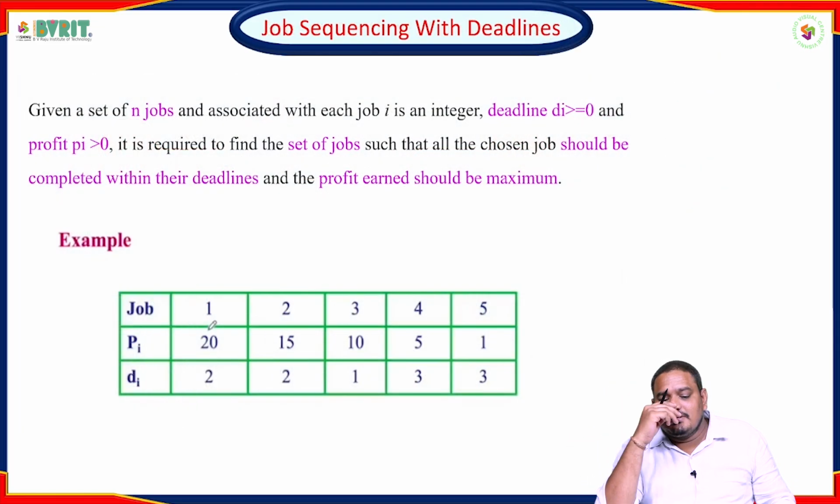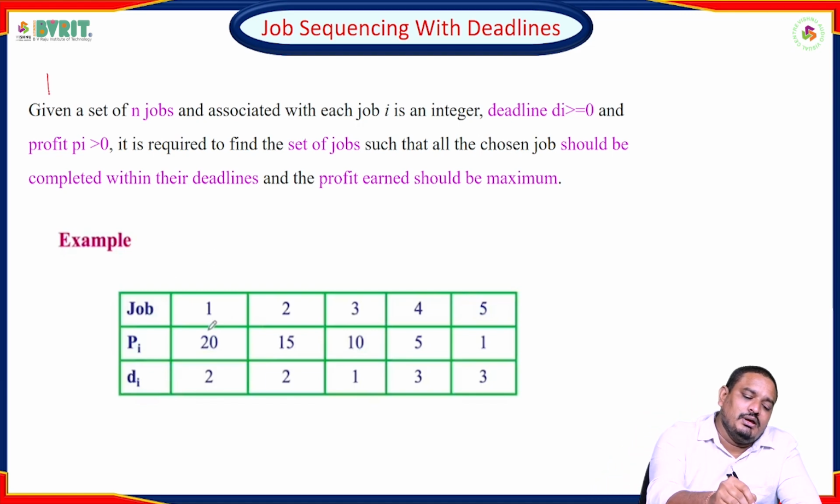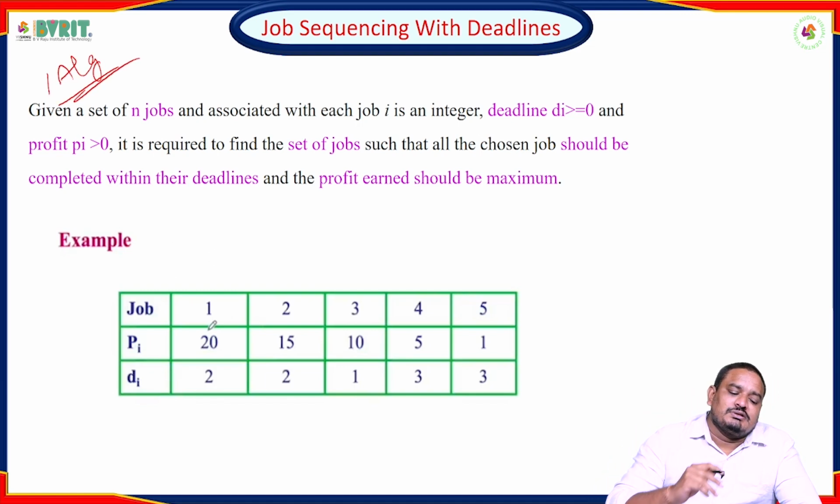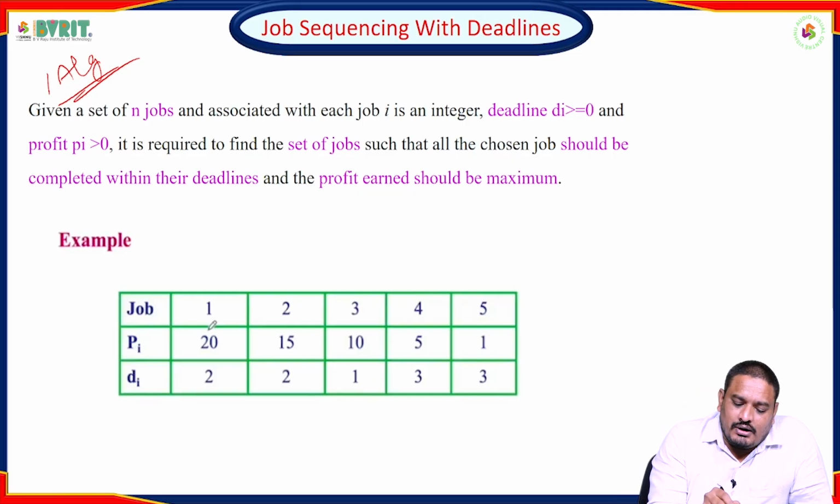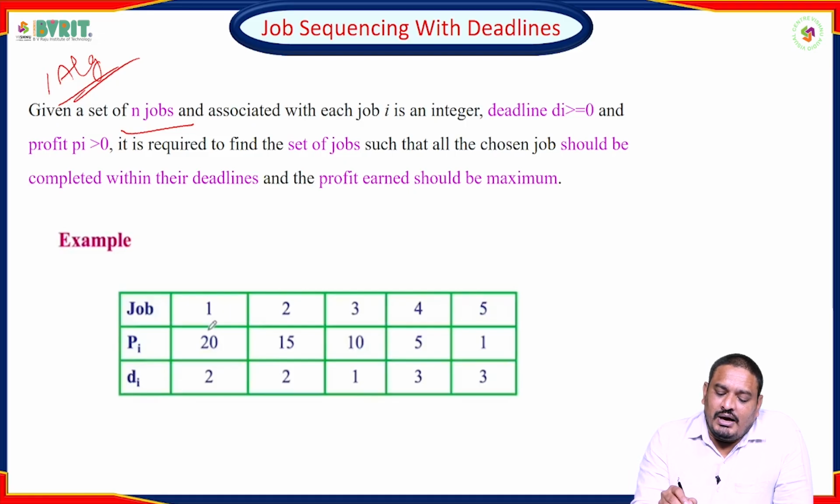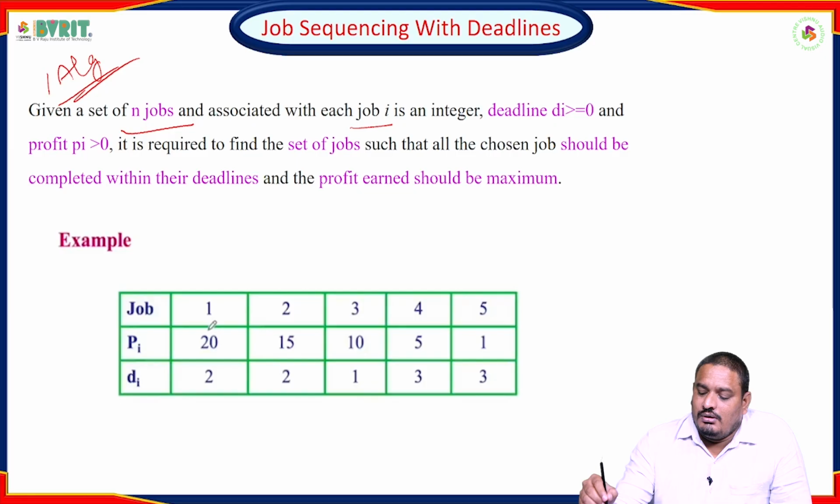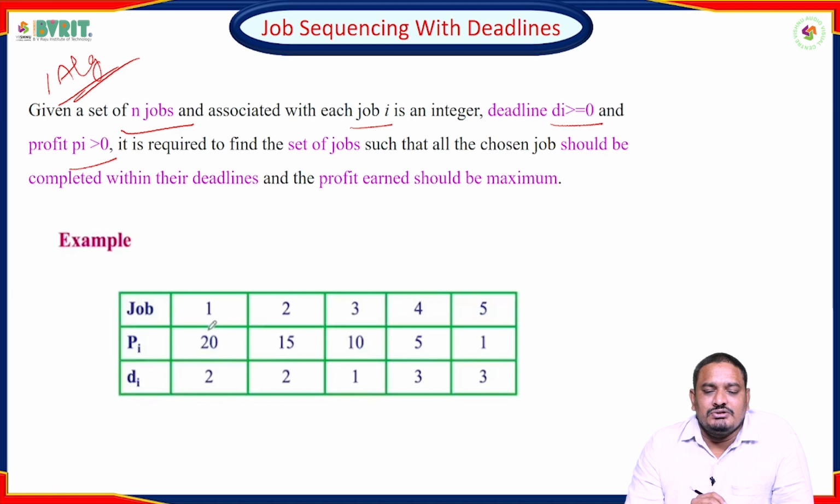The first algorithm is job sequencing with deadline. What is the definition of job sequencing with deadline? Given a set of n jobs, each job i is associated with an integer deadline di greater than or equal to 0 and a profit greater than 0.